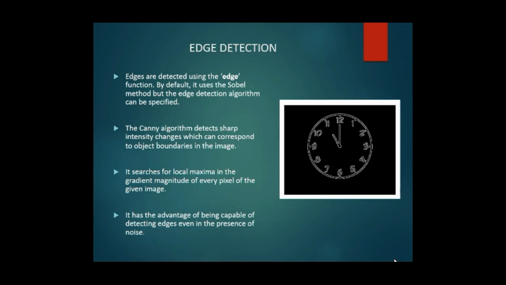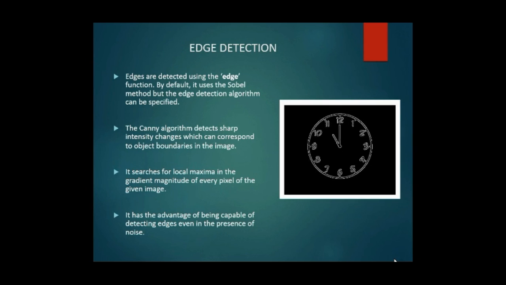Now, moving on to edge detection. The edges in an image are detected using the edge function. When a binary image is input to this function, it returns an image with ones at the positions where it finds edges and zeros elsewhere. Though this function uses the Sobel method of edge detection by default, it can be extended to use other methods as well. This project makes use of the Canny edge detection algorithm.